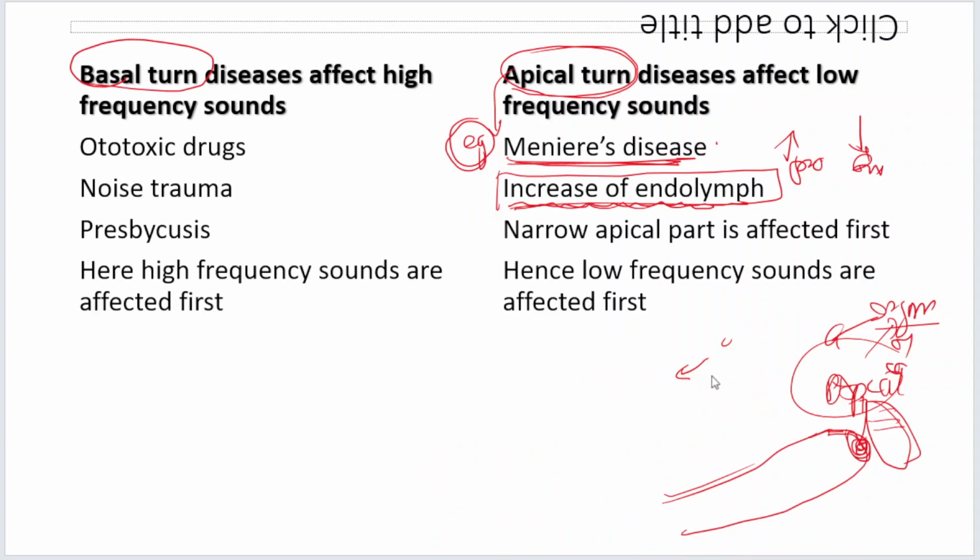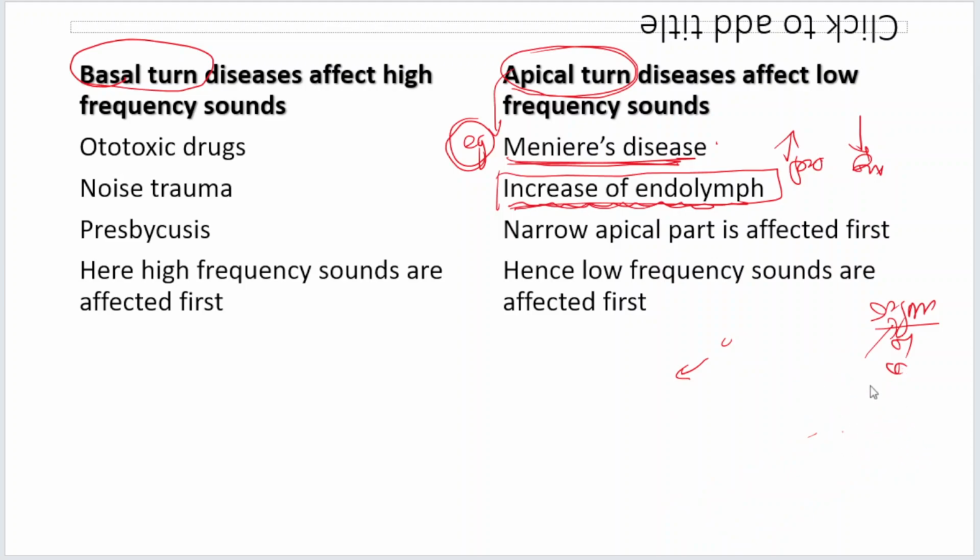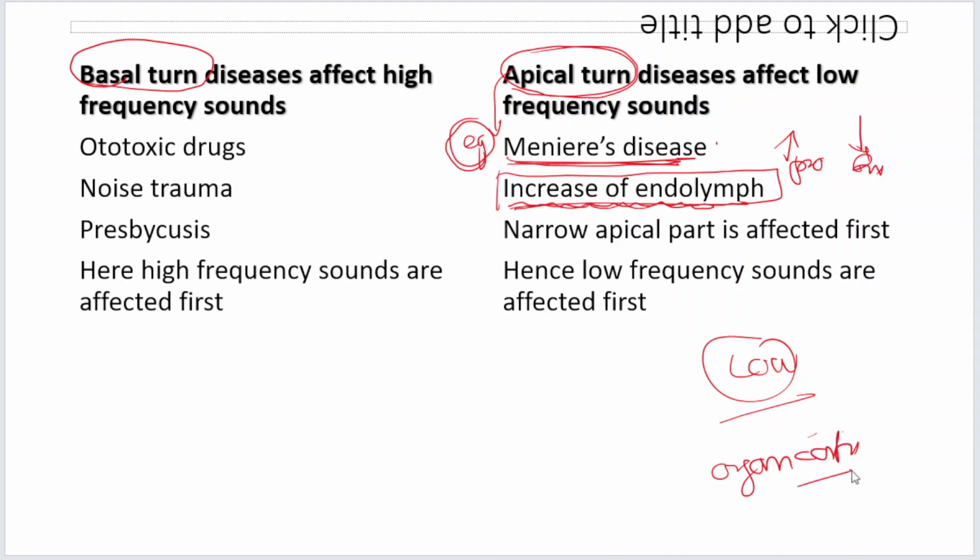So what happens in Meniere's disease? There is an increase in production of the endolymph. When endolymph is increasing, the membranous cochlea starts increasing in size. And where is there less space in this cochlea? The apex of the cochlea has less space. So the dilatation affects the apex of the cochlea, and the low frequency sounds are affected first, because the organ of Corti at the apex of the cochlea perceives low frequency hearing sounds.